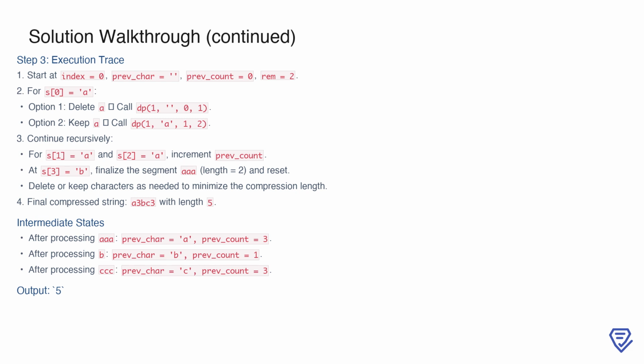This logic continues for the following characters, deciding whether to delete or keep each one to achieve the smallest possible compressed length. After processing all segments, the optimal compressed result is A3BC3, which has a total length of 5.